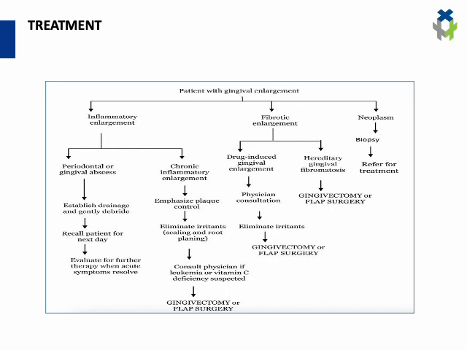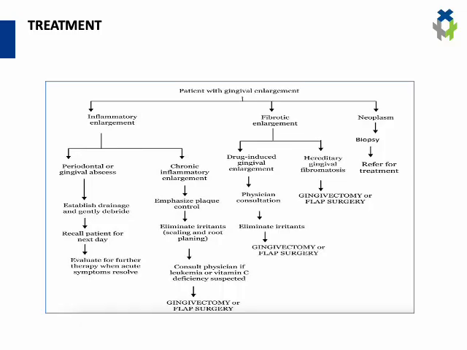For patients who have inflammatory enlargement, it can be a periodontal or gingival abscess, or a chronic inflammatory enlargement. When it's a case of abscess, establish drainage and gently debride. Recall the patient the next day and evaluate further therapy when the acute asymptomatic phase resolves. When it's a chronic inflammatory enlargement, emphasize plaque control, eliminate the irritants, and consult a physician if leukemia or vitamin C deficiency is suspected. Later, you can proceed with a gingivectomy or flap surgery.